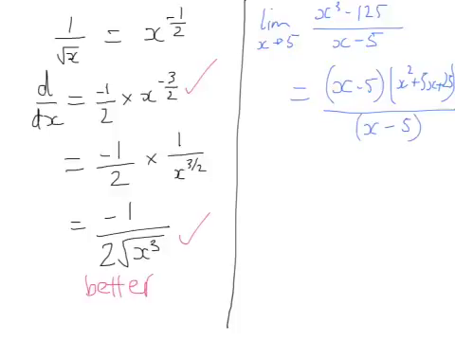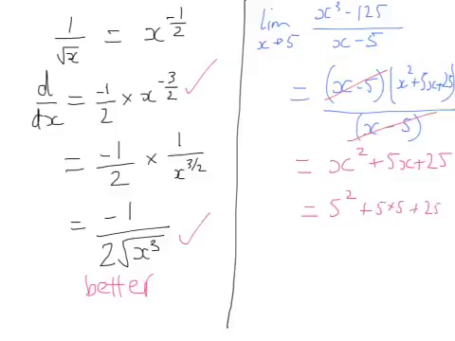And then, of course, these two go. I'm left with x squared plus 5x plus 25, which gives me, well, now I can substitute in because I'm not disobeying any mathematical law. So now I have 5 squared plus 5 times 5 plus 25, all positive, which is 75. Okay. Alright, we had to evaluate this.